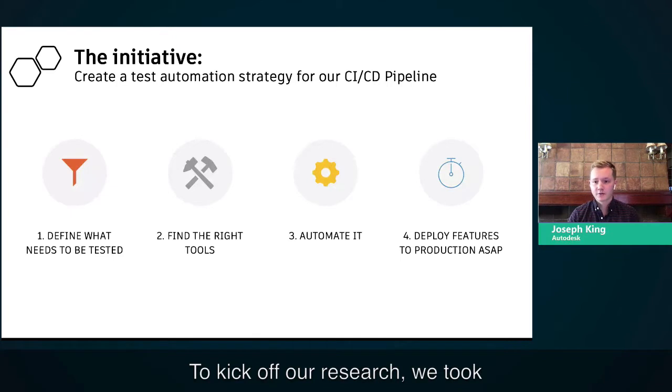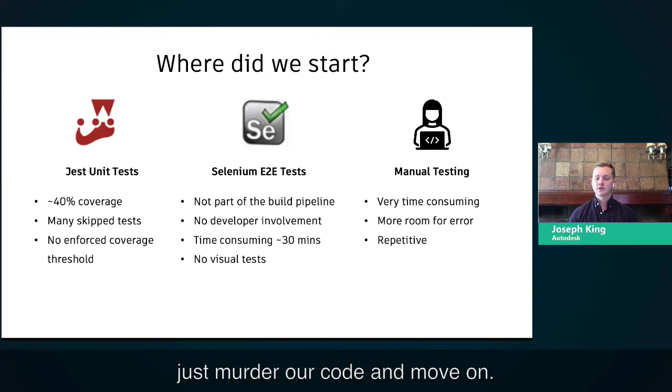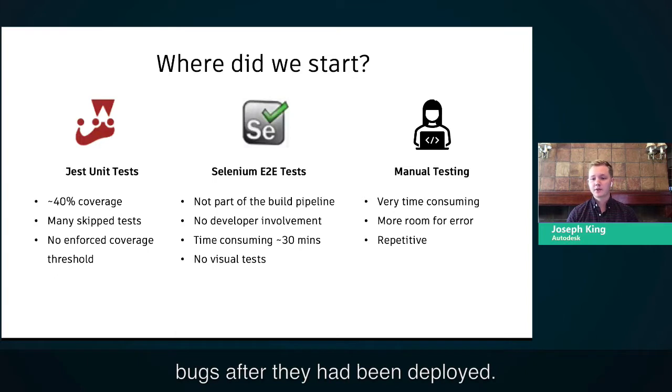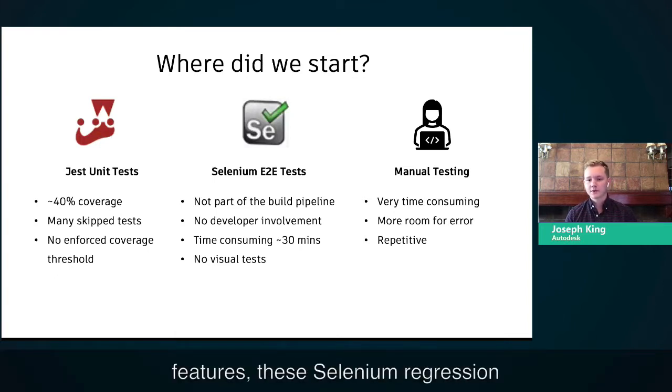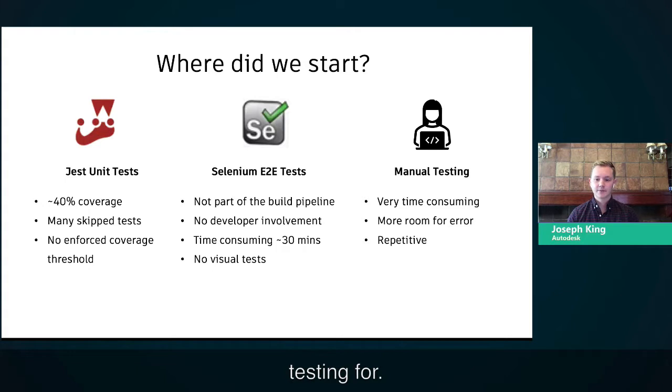To kick off our research, we took stock of our current testing infrastructure, which looked a lot like this. Lackluster unit tests written in Jest, with many poorly written tests ending up simply being skipped so we could just merge our code and move on. End-to-end tests written in Java with Selenium. While these tests were thorough, they weren't part of our build pipeline and only found bugs after they had been deployed. With the rapid growth of our features, these Selenium regression suites began to take upwards of 30 minutes for each of our UIs. On top of this, these end-to-end tests didn't include any visual regression, leaving lots of room for bugs that we were not explicitly testing for.